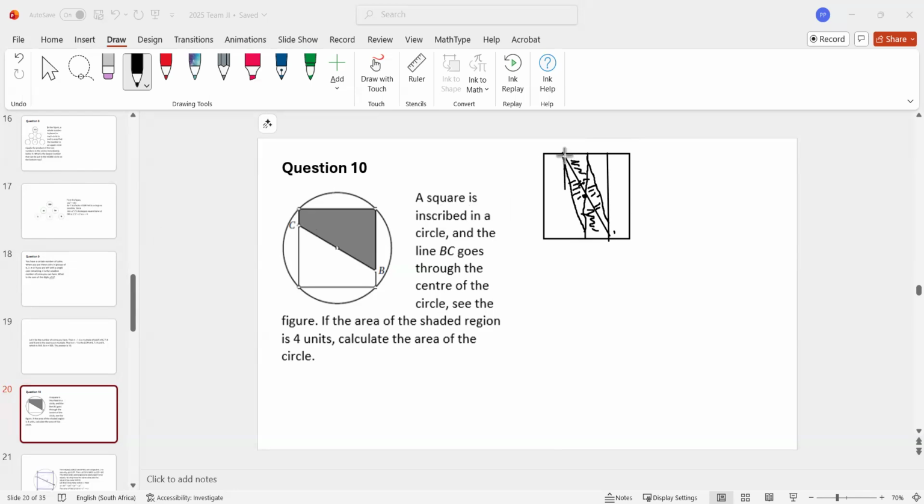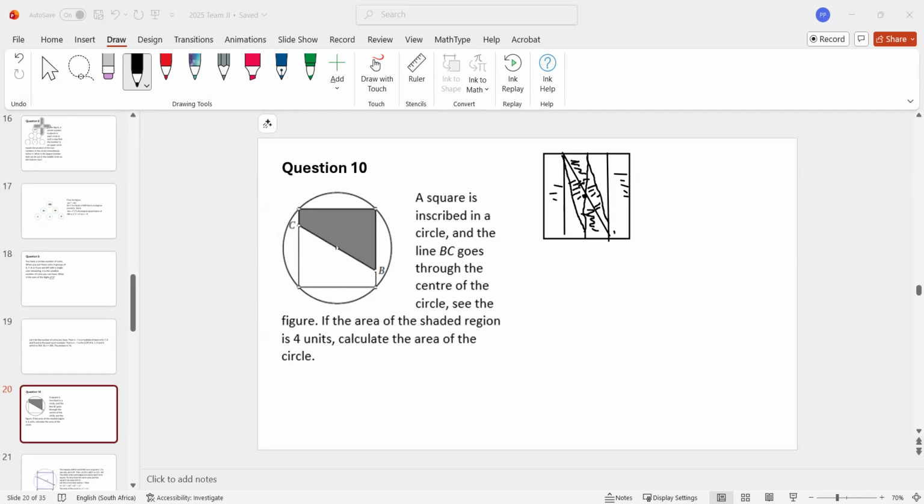So now these two will also be exactly the same. If I draw the perpendicular, one half is exactly the same as the other half, so they have the same area.